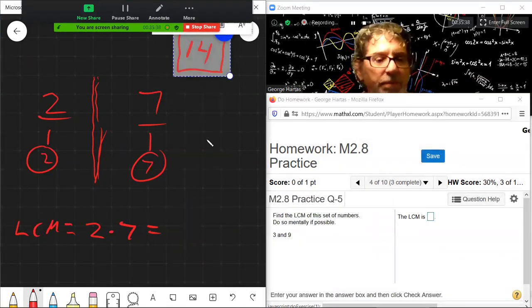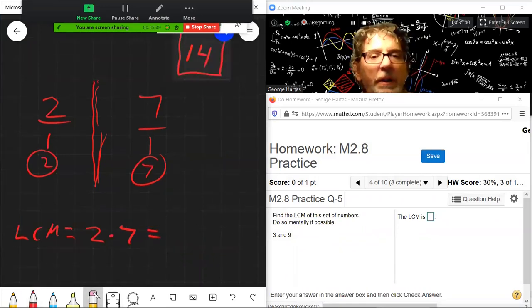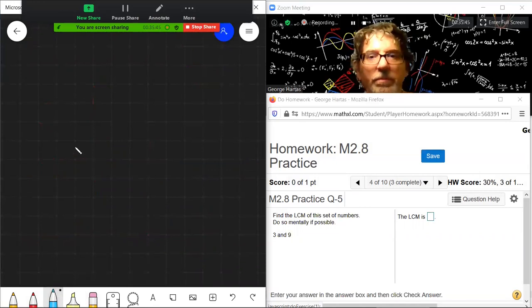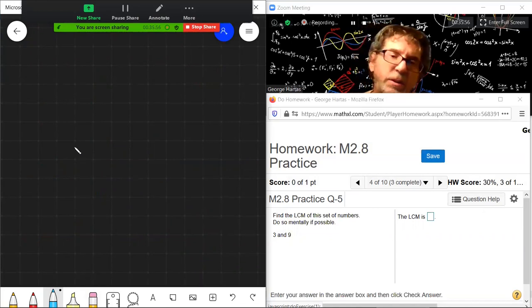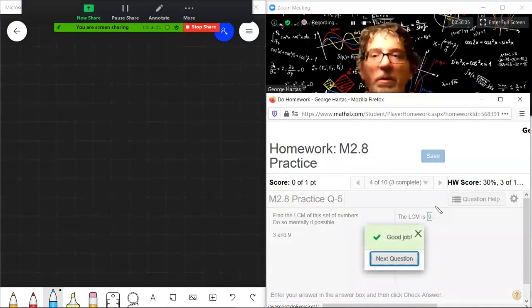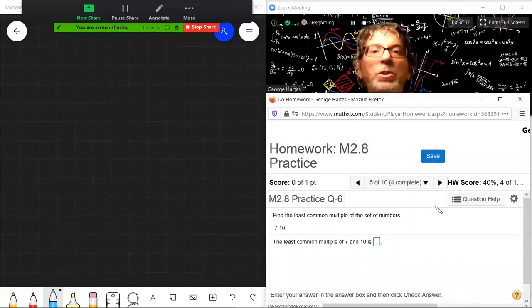Find the LCM. It says do so mentally. So what do you think the LCM is here? You said 9. Correct. 9. 3 goes into 9, and 9 goes into 9. That's why. So yes, the bigger of the two. Doesn't always happen, but sometimes it does. And in this case, it does. So it's the bigger of the two, as long as the smaller number divides into the big number evenly with no remainder.